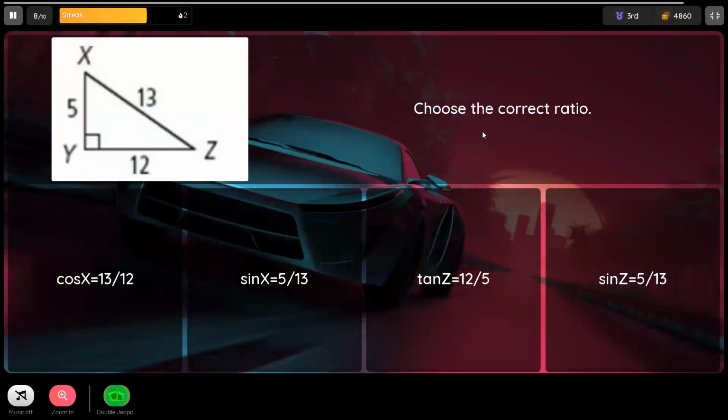Now here, choose the correct ratio. Cosine of x is... Maya, please. Maya? It's sine x, teacher. Yes, it is sine.